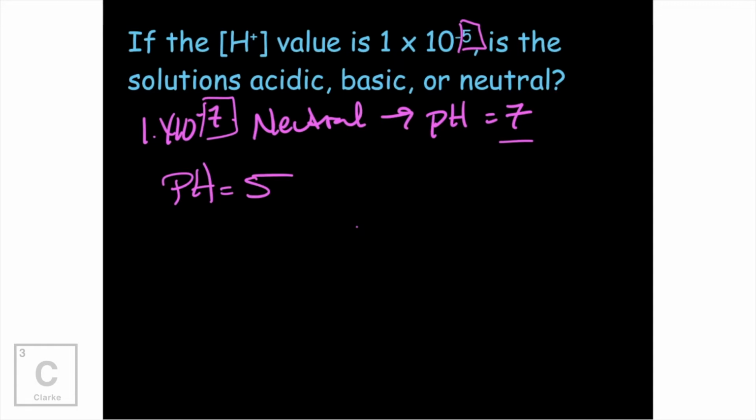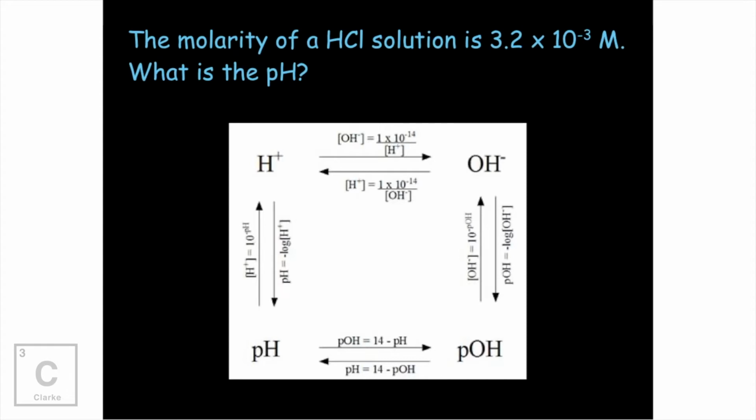Now, you can only use this shortcut when it's 1 times 10. If we had like 2.1 times 10 to the something, you're going to have to use the formula and do the math. We haven't gotten to the formula yet. We'll keep going for that. But since this problem says 1 times 10, we can just use that exponent as the pH. pH of 5 is less than 7. This is an acid.